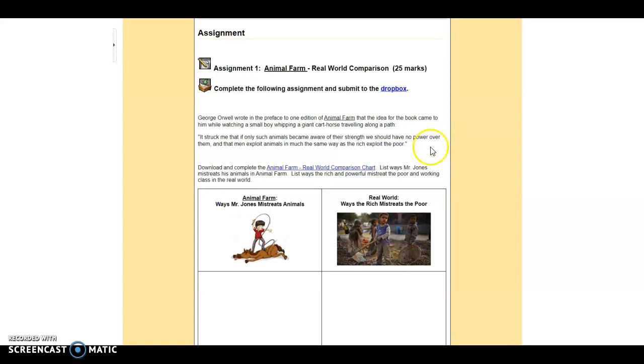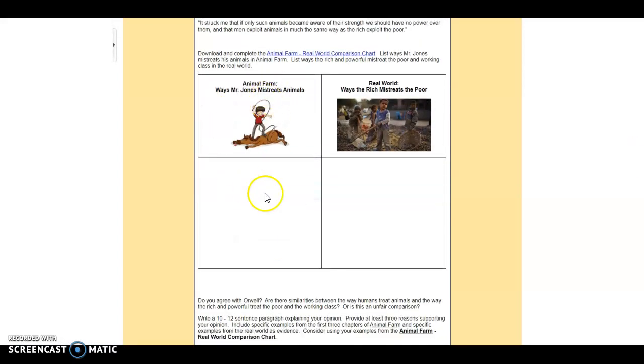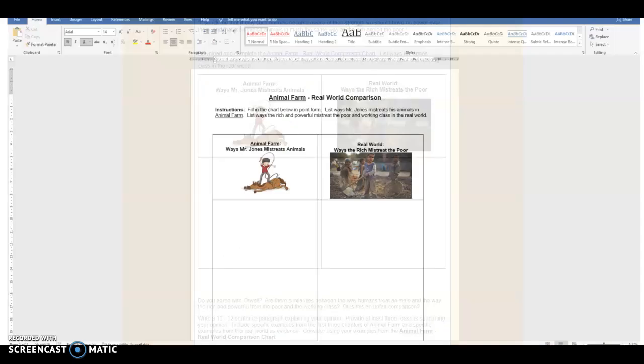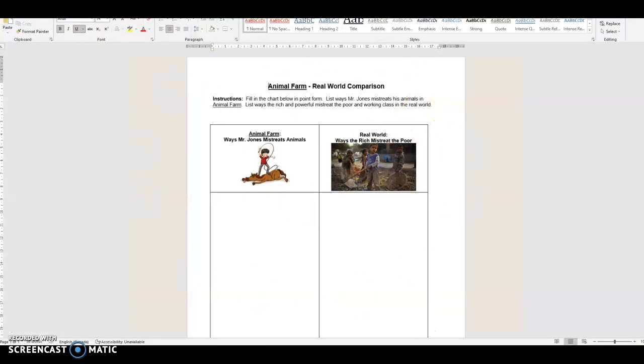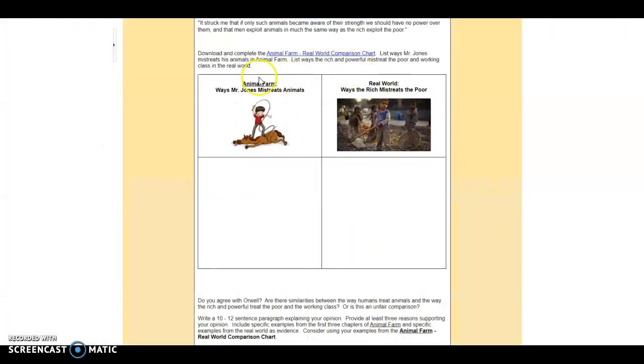What I'm going to ask you to do is download a document here called Animal Farm Real World Comparison Chart, and it's a Microsoft Word document. If you prefer, you can just copy and paste this chart right here because it's the exact same. If we open up the chart in Microsoft Word, it'll look like this. Again, exact same as this one right here.